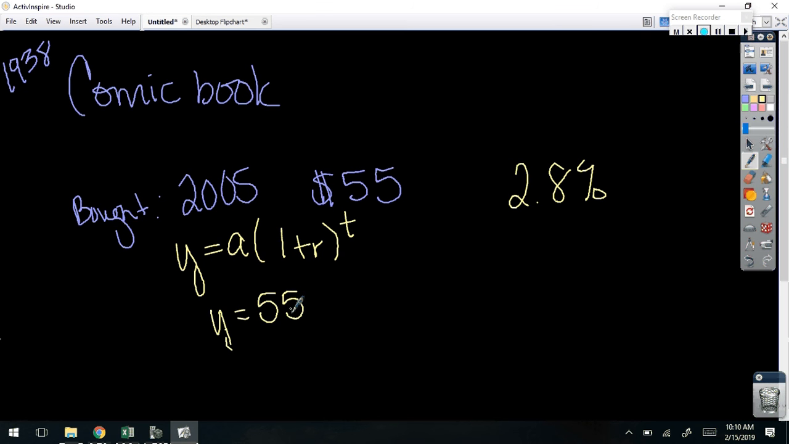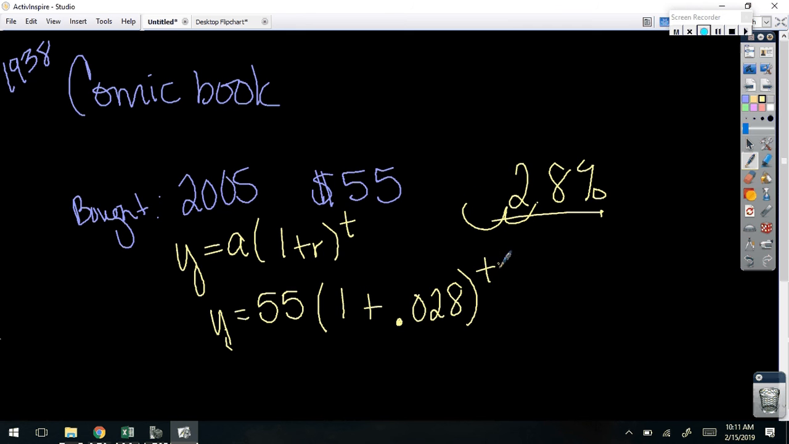Just leave it at 55. I'm on the R. The R is a decimal. So it's 2.8%, which would be what as a decimal? Move the decimal over 2 places, so it becomes 0.028.